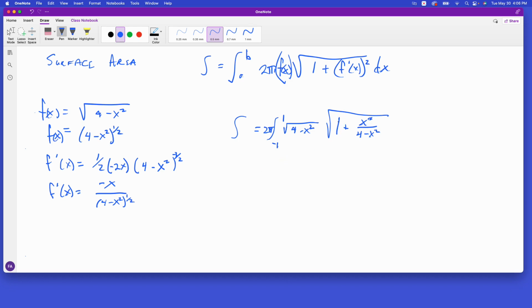Well, one thing I do see is we have 1 plus. So that is two different pieces there, if you will. So I'm going to rewrite that for a second. It's integration from negative 1 to 1. I'm going to keep this piece as it is for right now, okay? And then we're going to do this one. So this is going to be the square root. Well, 1, if I rewrite this as a common denominator, that's going to be 4 minus x squared over 4 minus x squared. So what I have is 4 minus x squared plus x squared.